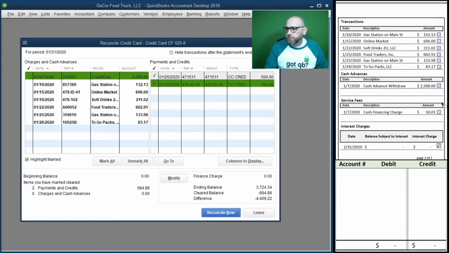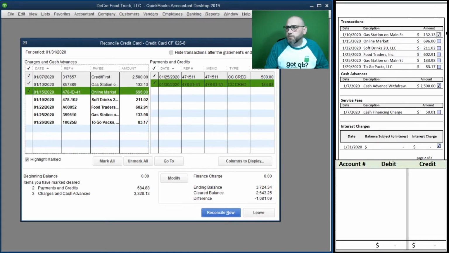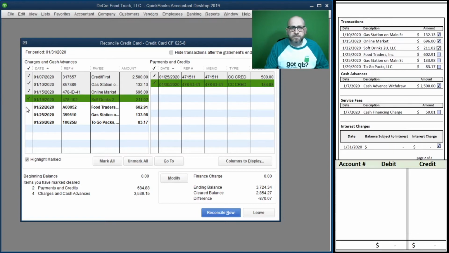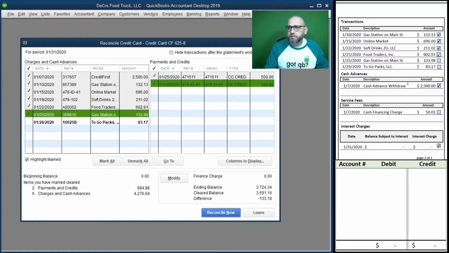So what else do we have? We have our withdrawal of $2,500 that we borrowed right here. We have our gas station receipt right here. We have our purchase from online market. We have purchase from soft drinks. You can see the amounts match one for one. That's how we're making sure that everything is correct.